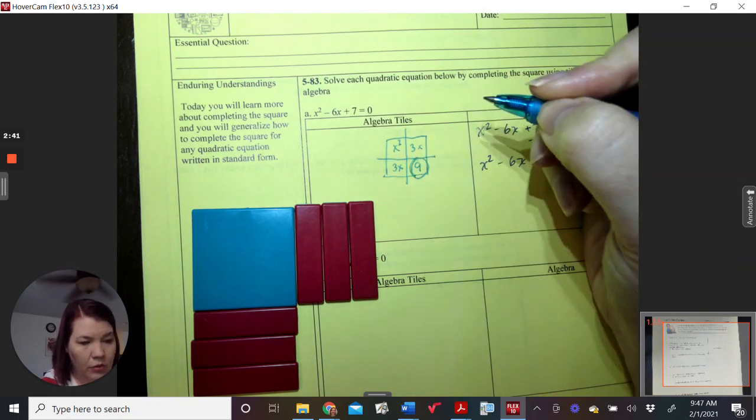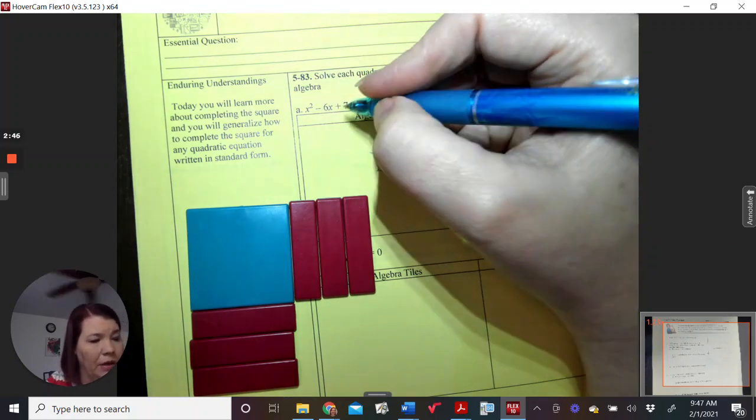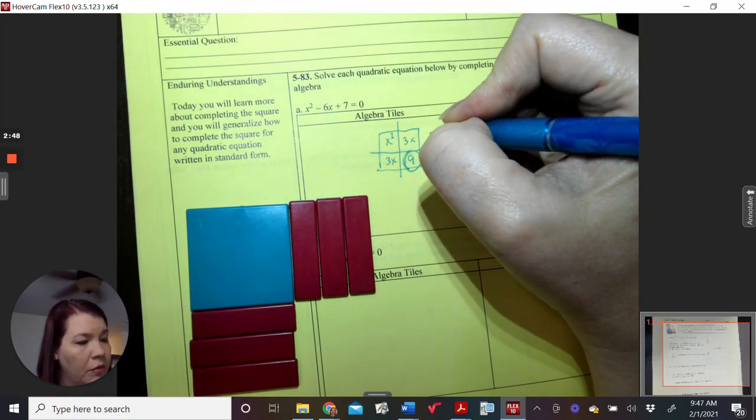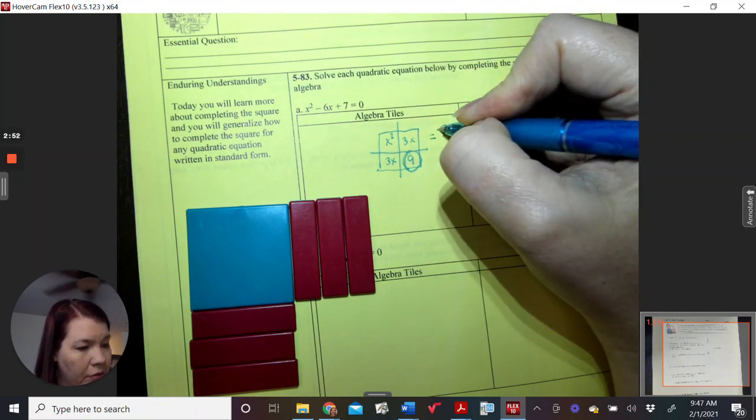And so that's my addition to the problem. I'd have the 7, which I would have moved across, so I have the negative 7, and I have to add 9 over here too. So I didn't really change anything. So 9 is my number.